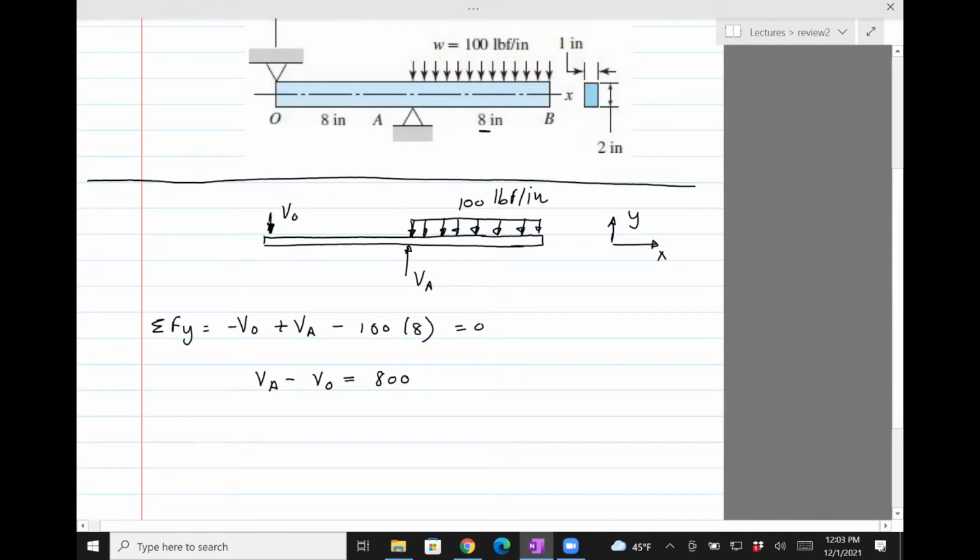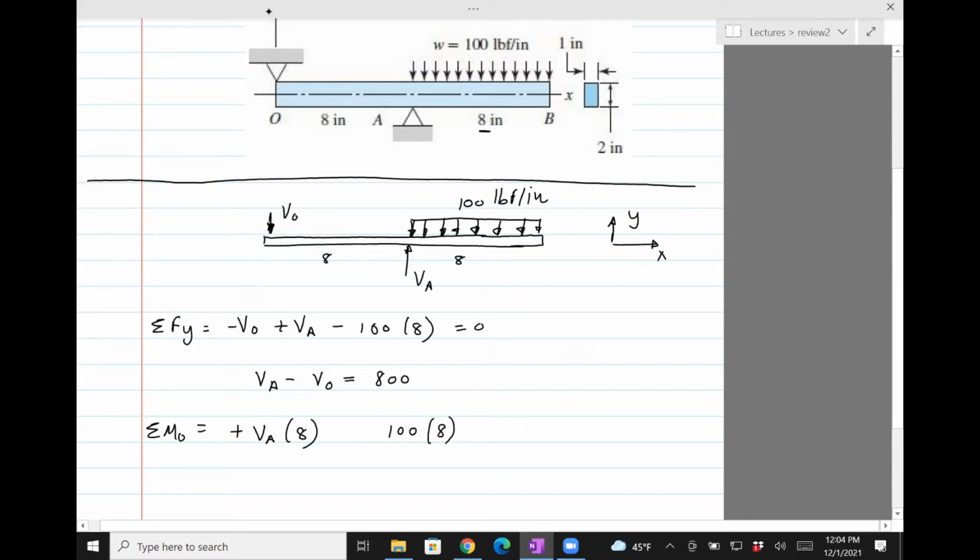Okay, next, we can take moments about any point. Let's do it about O. So we have VA, the moment arm is 8. So VA times 8. And that moment is going to be counterclockwise, so I'll put a positive sign. And then we have the 100 lbf per inch load. The net force due to that is 100 times 8.